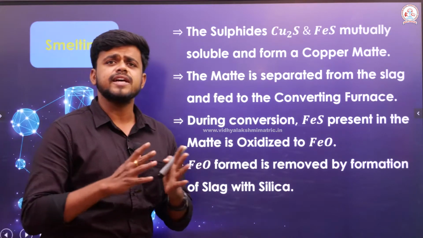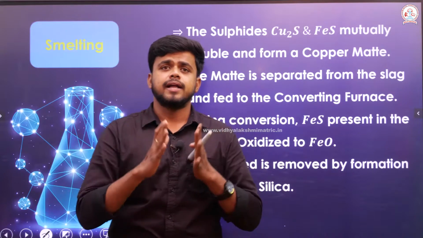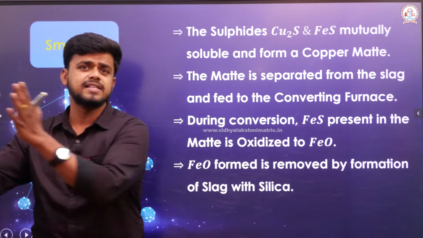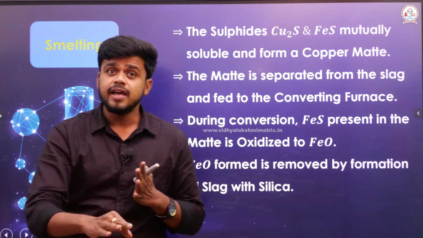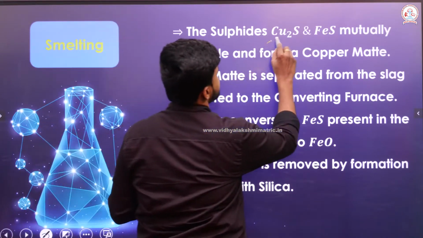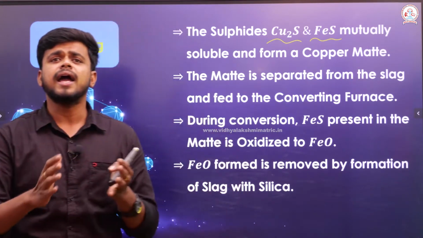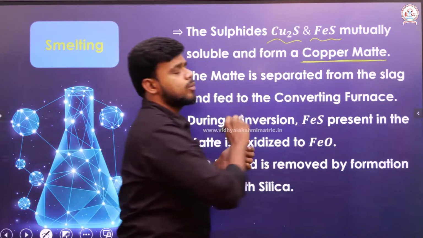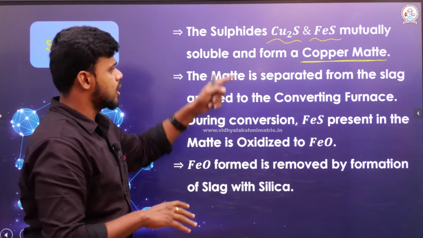Right. As I have told you, Cu2S doesn't react with anything, so it just remains as it is. And I told you that not all the FeS will be oxidized to FeO and then removed as silicate. There will be some FeS left over, where Cu2S and FeS both remain mutually soluble with each other and form a substance called copper matte, a mass of Cu2S and FeS combined.